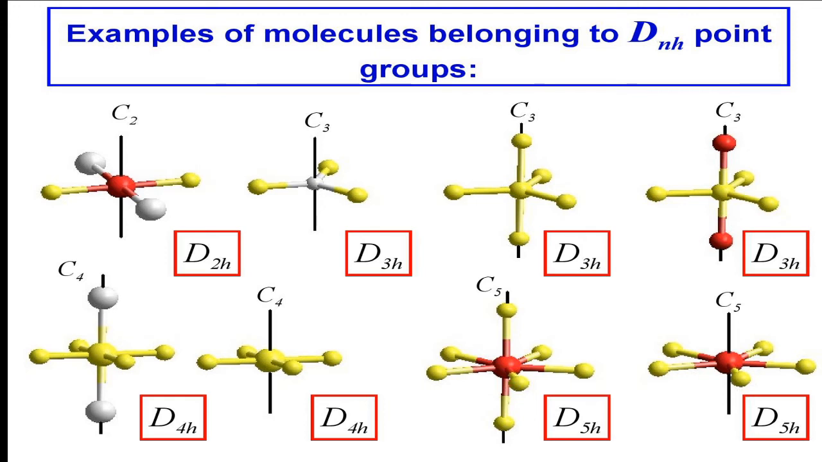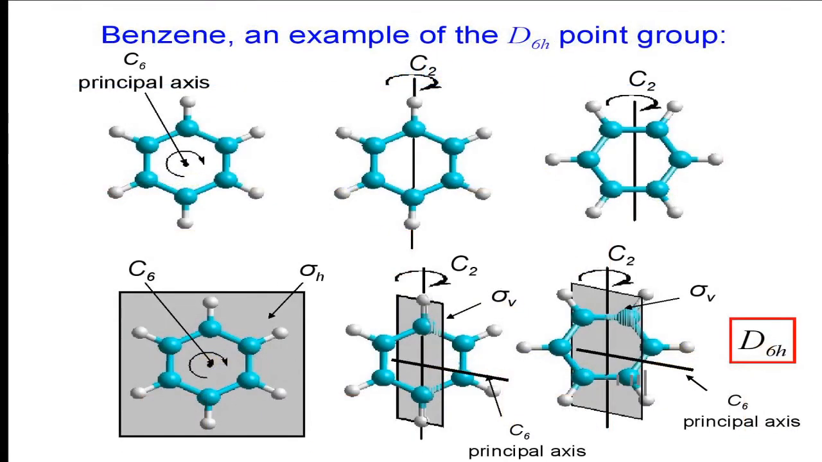point group. So you have to locate the principal axis as well as the perpendicular C2 axis. Then we can assign the molecule as D3h, D4h, D5h, etc. Then move to the next one.